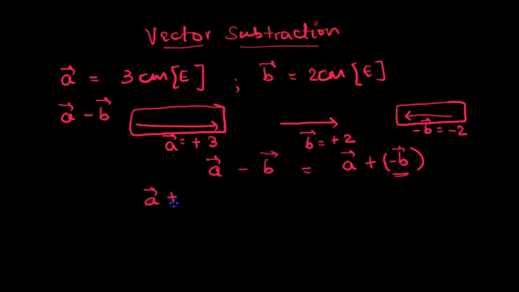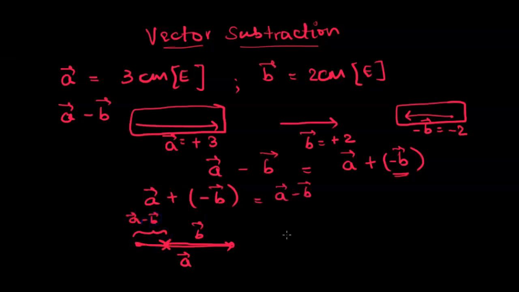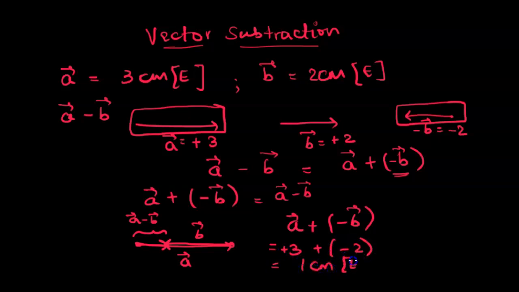So A plus minus B would be drawn as vector A, and then minus B is this one, so the tail will join the head and it's going to go this way. This is the initial point, this is the stop point, and this is A minus B. How do we write it down? As vector A added to the negative counterpart of vector B. Vector A is 3, the negative counterpart of vector B is minus 2, and this gives us 1 centimeter. The direction is east, because we are going from the start point to the stop point, and this direction is east.